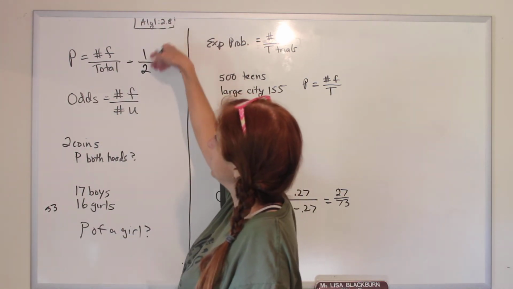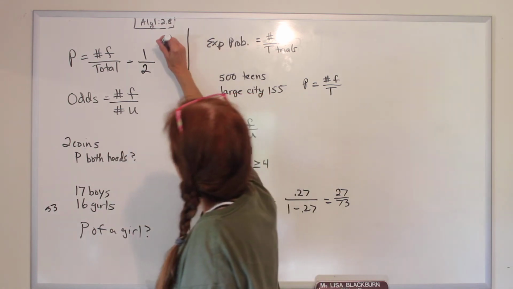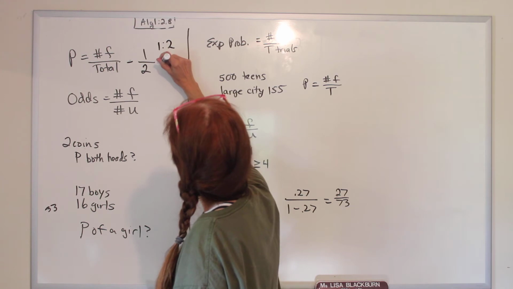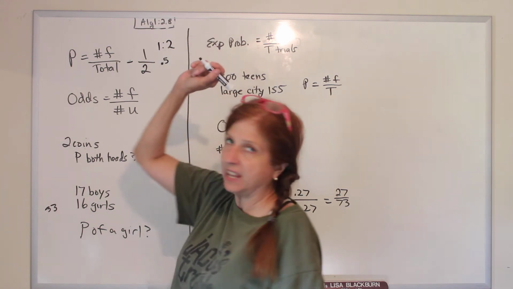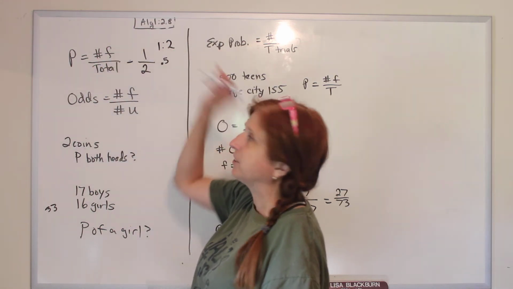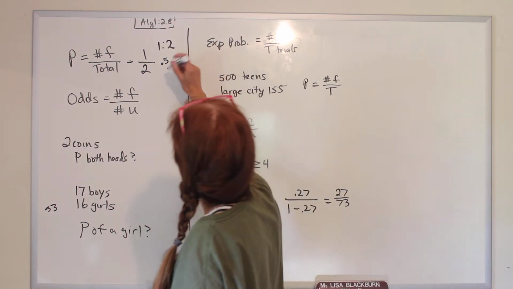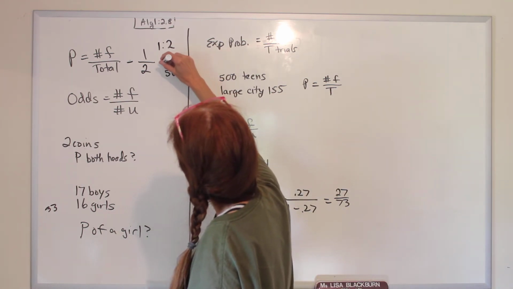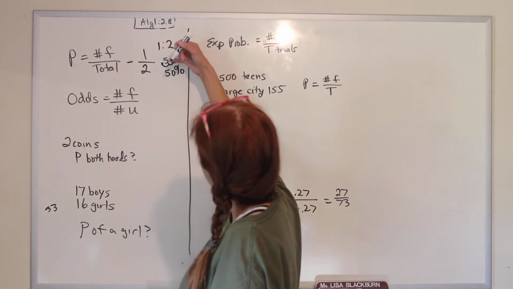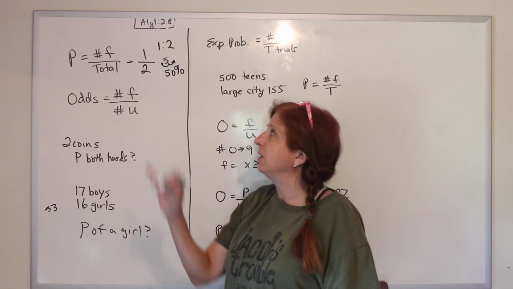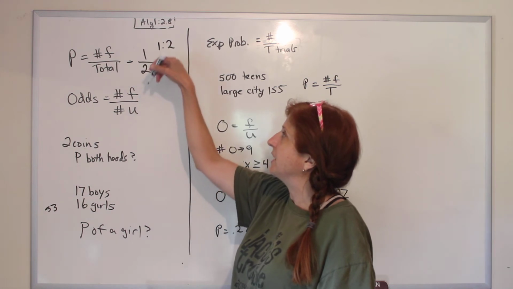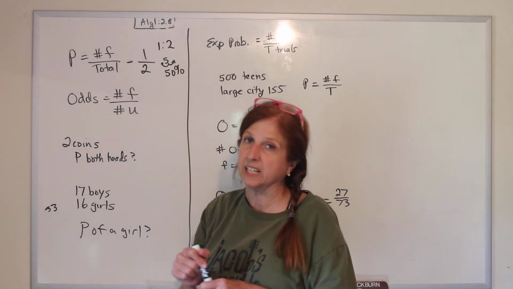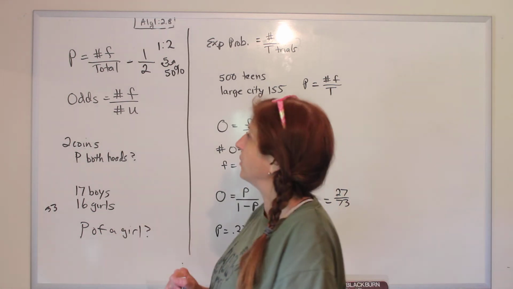So the probability is 1/2, or it's written like this, 1 to 2, or it could be written 0.5, because if you do 1 divided by 2 on your calculator, it's 0.5, or it could be written 50%, because if you change a decimal into a percent, you move the decimal place too. So the probability is 50% that things are going to work out for you.